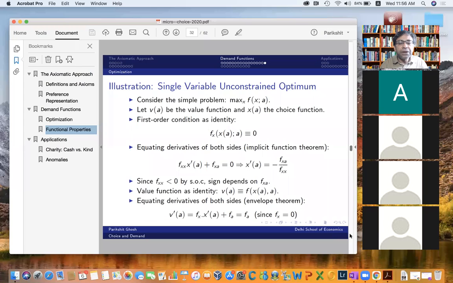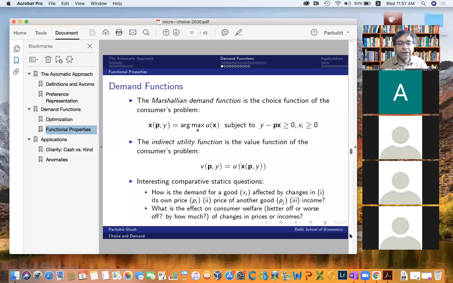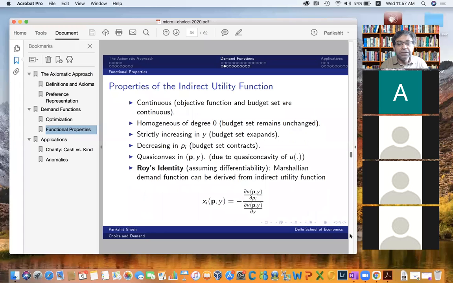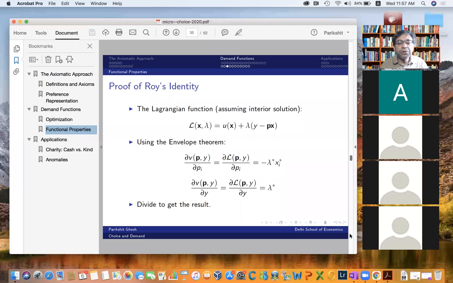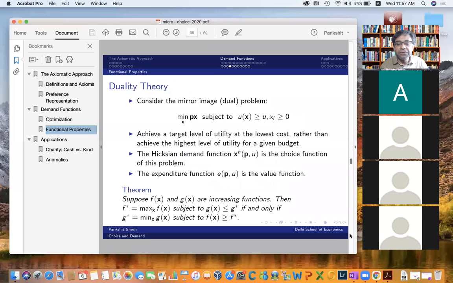All right, so let me move ahead. I'm way behind, so I'll have to speed up a little. Okay, so we've talked about properties of the indirect utility function and so on. So today let's start with duality theory.